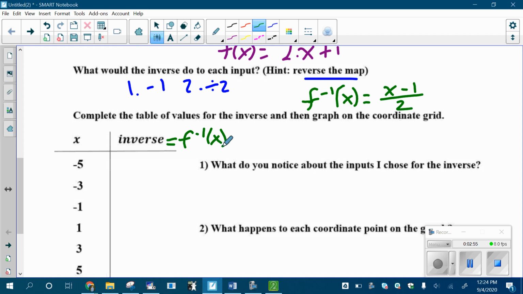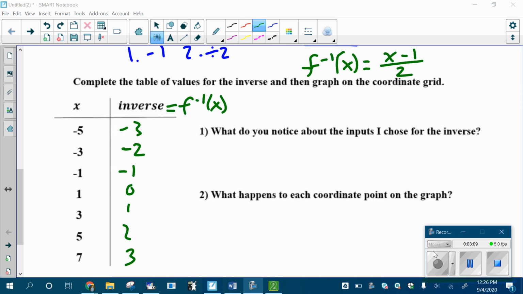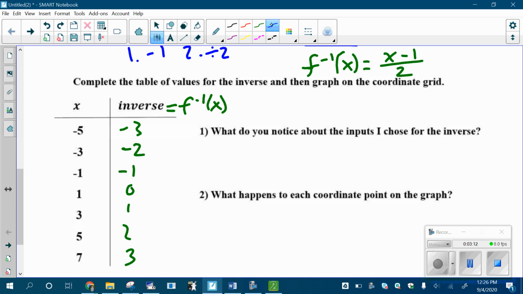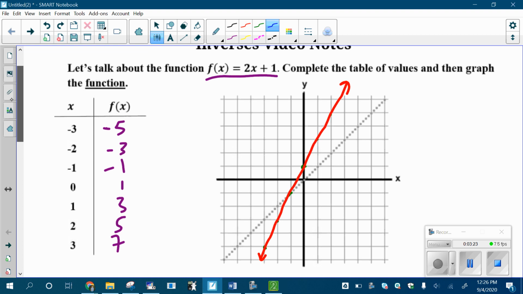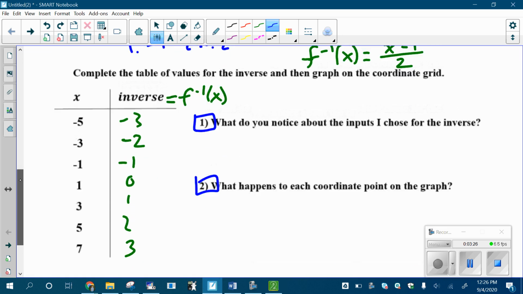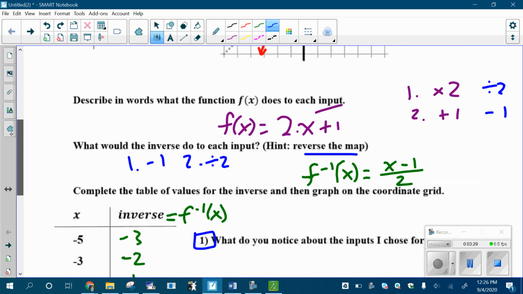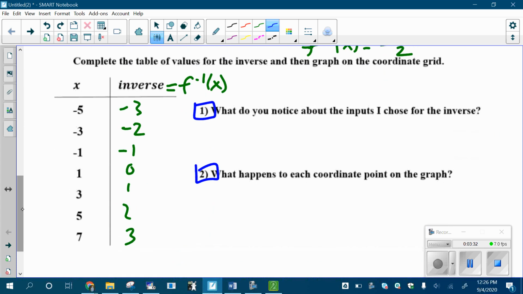Okay, so let's plug it in. -5 minus 1 is -6, divided by 2 is -3. -3 minus 1 is -4, -4 divided by 2 is -2. Fill out this table for the rest of these, please. Okay, that's what we should get for our table. Okay. Now I want you to take a couple minutes and answer questions 1 and 2. Take a minute. I want you to look up at what we graphed up here. Look at what we graphed down here. Sorry, what our tables. And I want you to try to answer questions 1 and 2. Okay, pause and take a minute to do that.